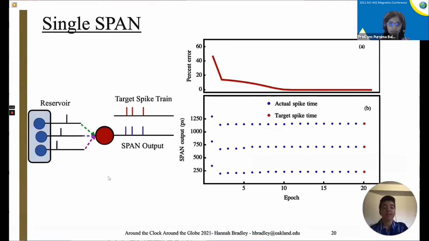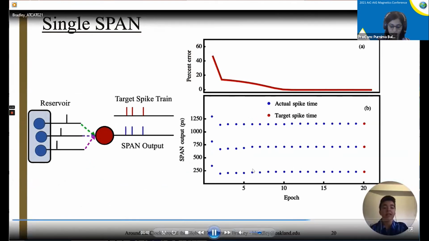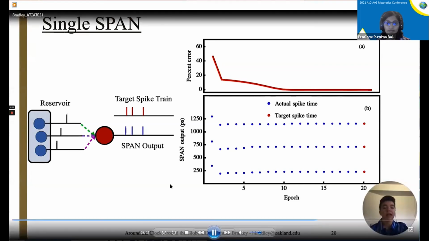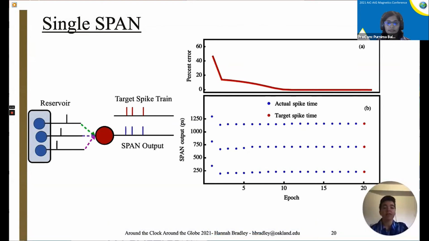Here we show a successful simulation of an AFM SPAN with 3 inputs. It is clear to see from the bottom panel that in under 20 iterations or epochs, the SPAN is able to successfully map its output spikes to the desired times. The top panel shows the percent error between the SPAN output spike times and the desired spike times. It rapidly decreases and ends around 0.02% error.